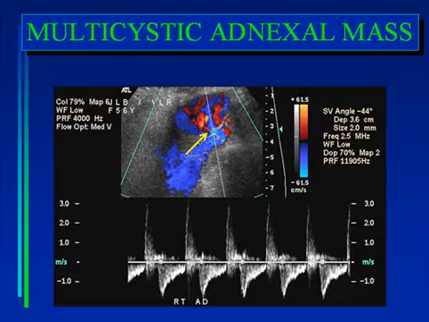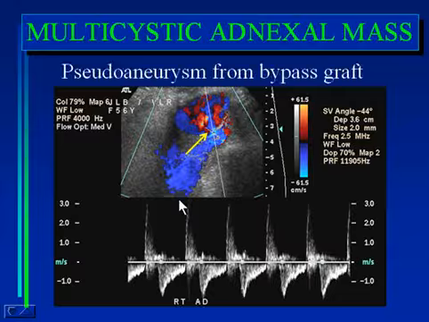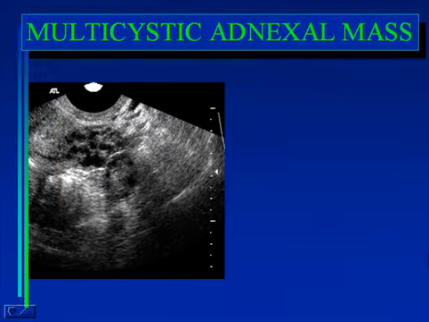And in fact, this is a pseudoaneurysm. The linear structure is a bypass graft, and this is a pseudoaneurysm originating from the bypass graft. Fortunately, color Doppler had been performed.